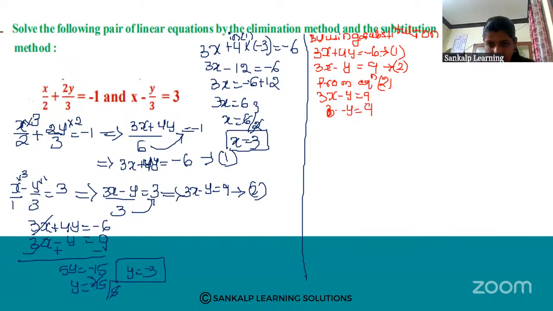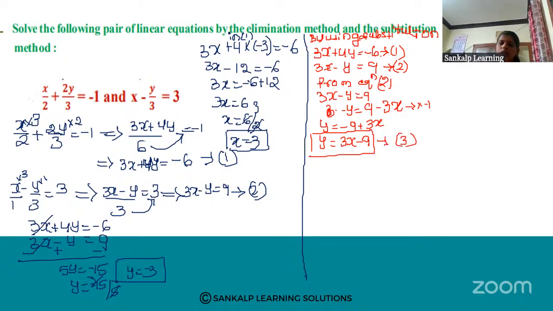Minus y is equal to 9. If you transfer 3x to this side, minus 3x. Okay, so here there is a minus. In order to remove this minus sign, what I will do? I will multiply by minus 1. Okay, what happens? y is equal to minus 9 plus 3x. So if I rearrange and write it, y is equal to 3x minus 9. Okay, y is equal to 3x minus 9. Call this as equation number 3.